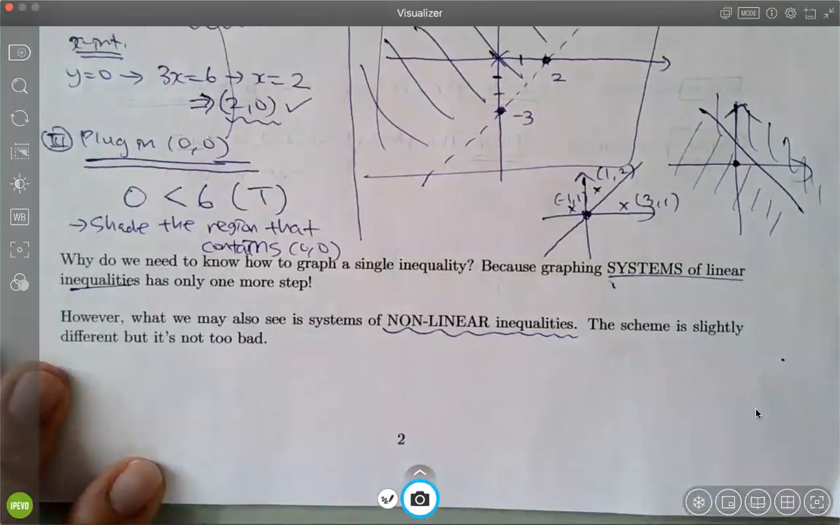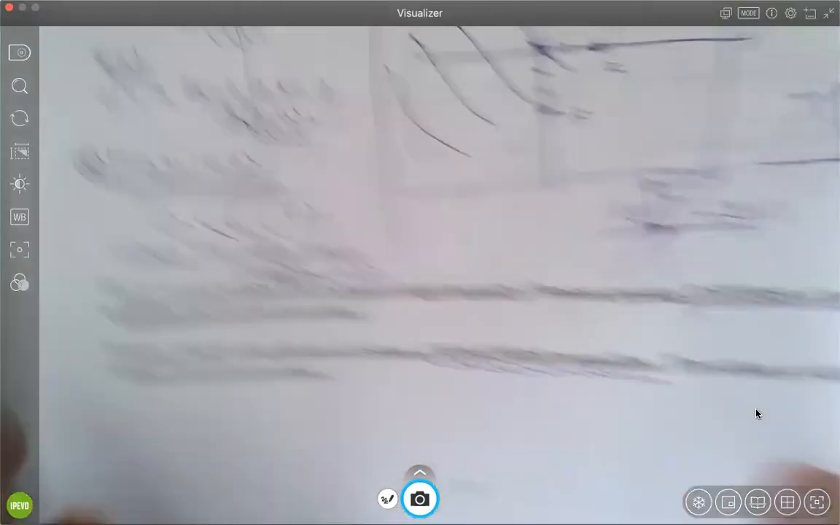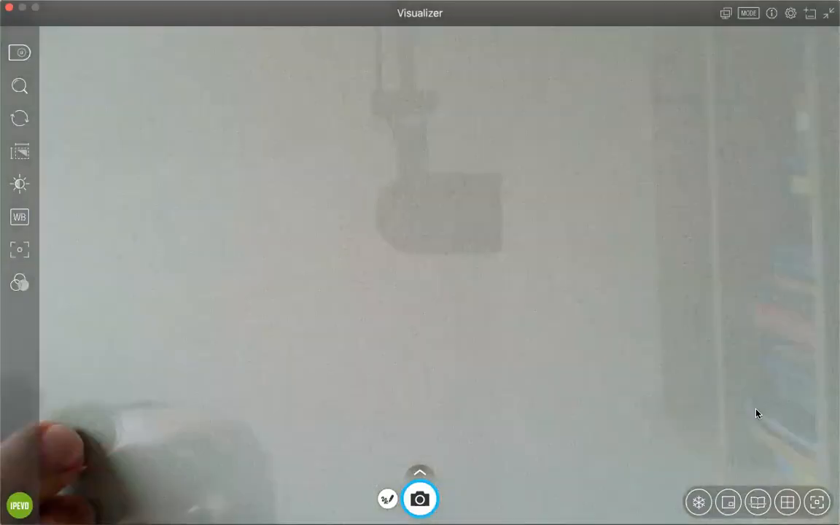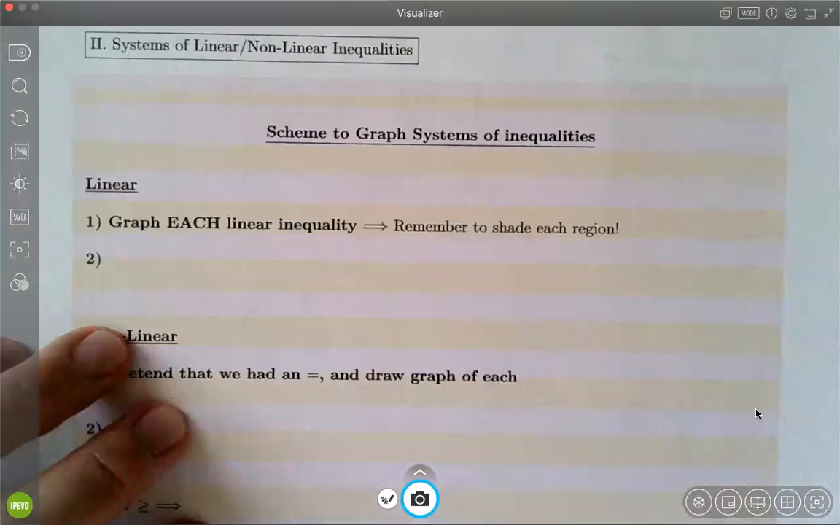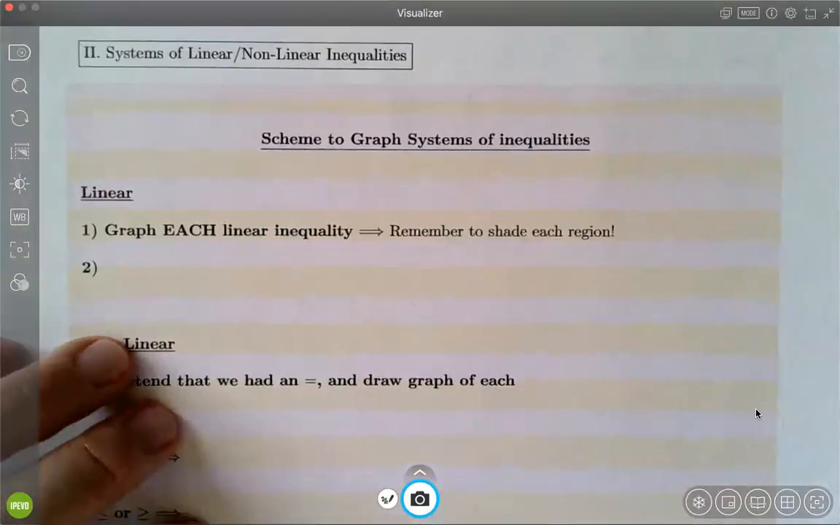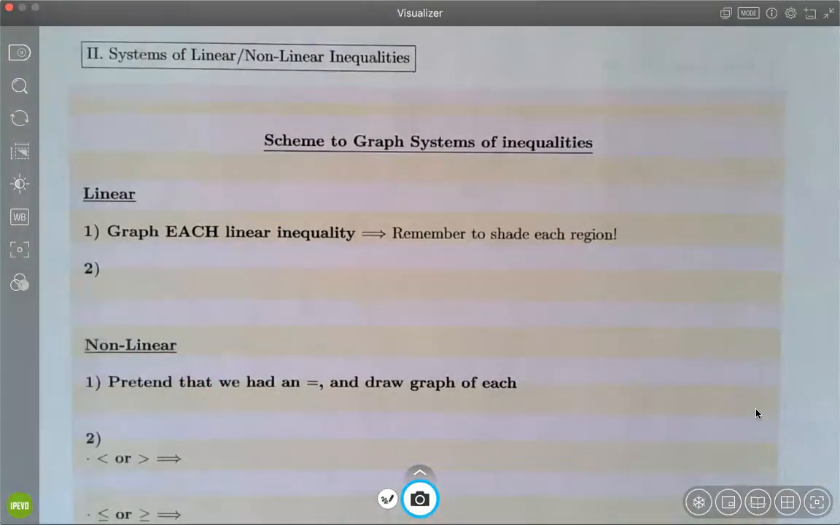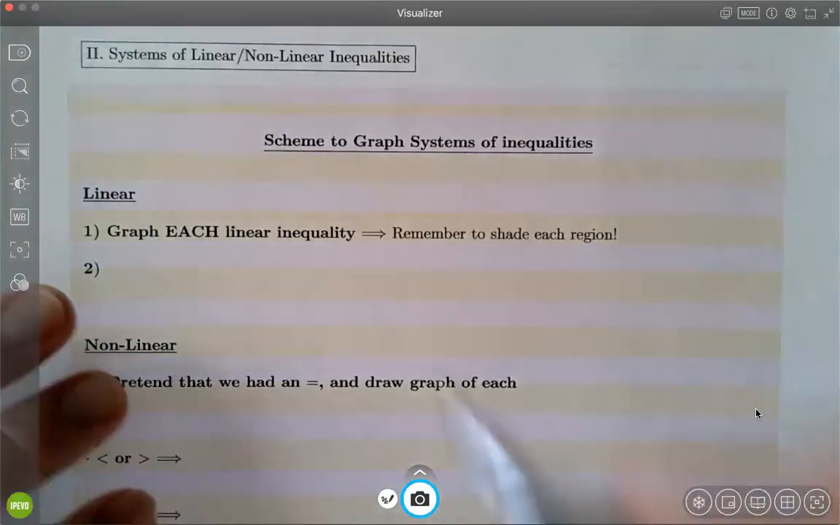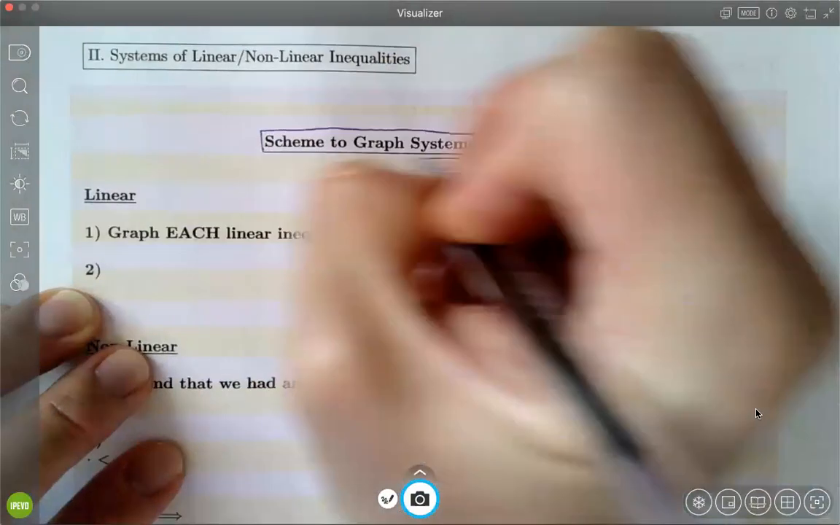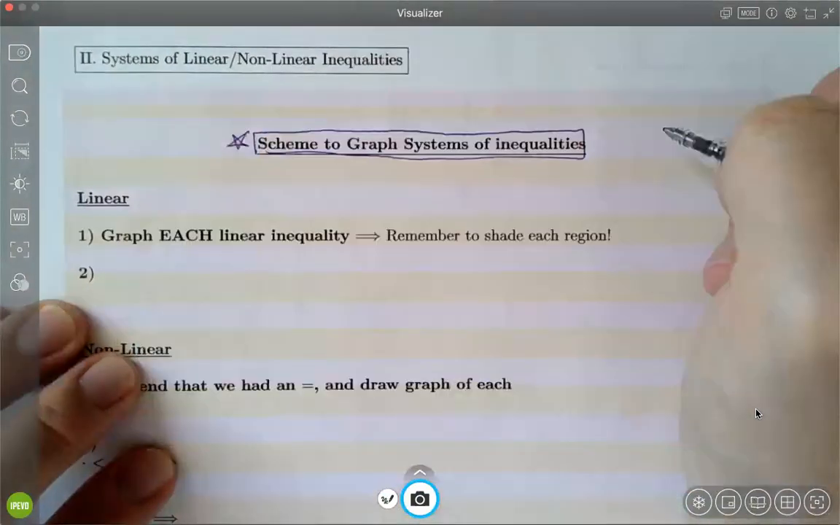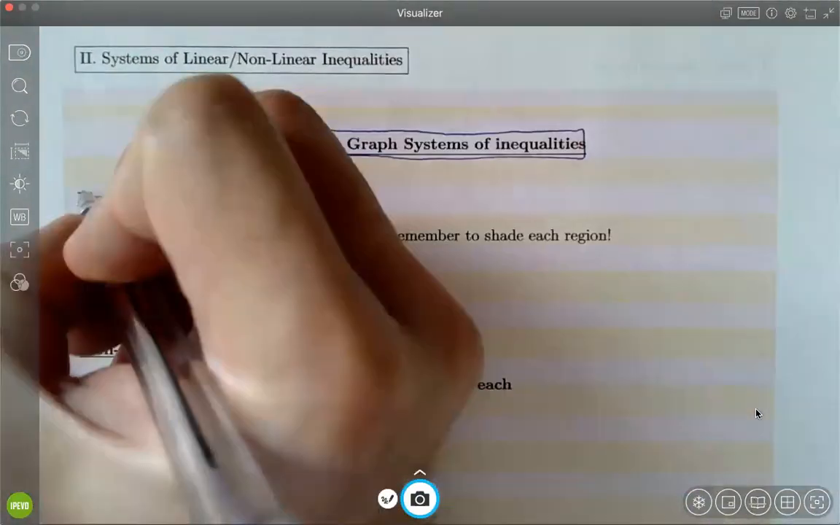Okay, so what is the scheme of graphing the systems of inequalities? Here we'll see linear and non-linear cases. Now, obviously, which one is easier? The linear inequalities are easier. Okay, so here is the first case.